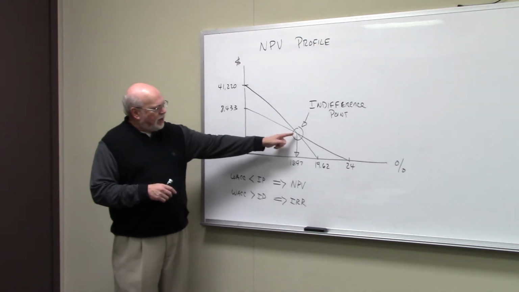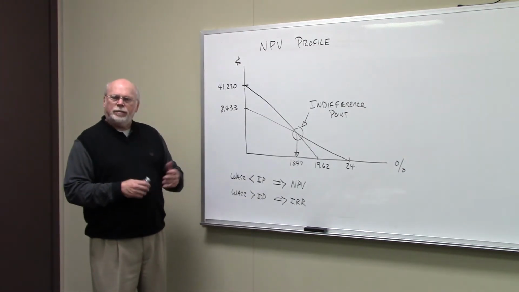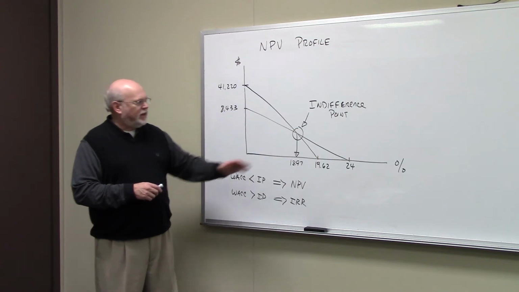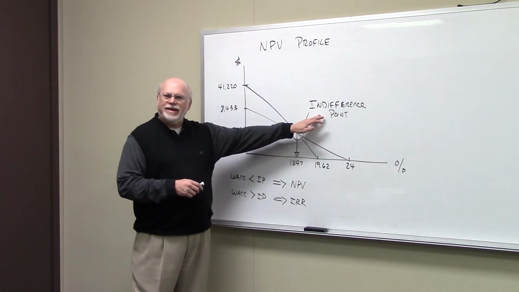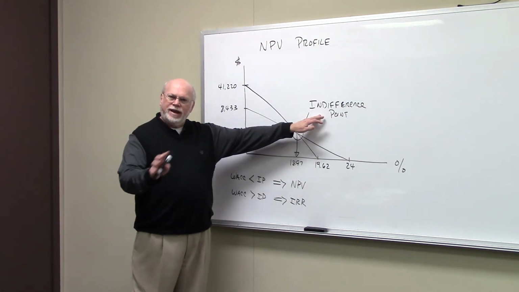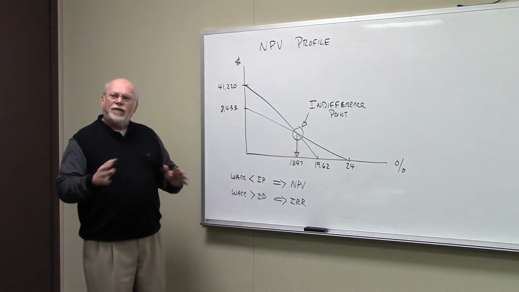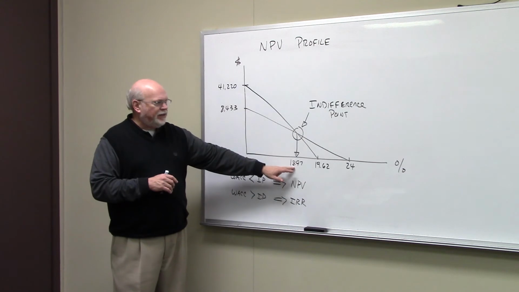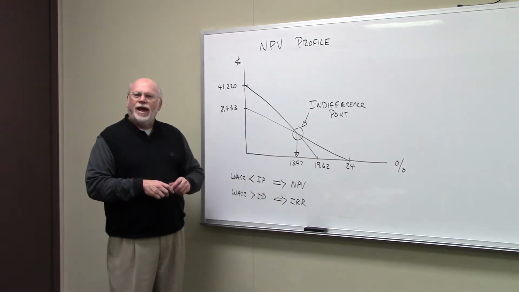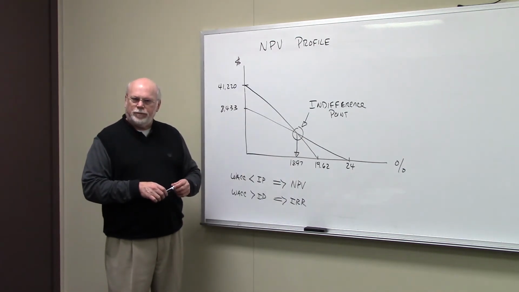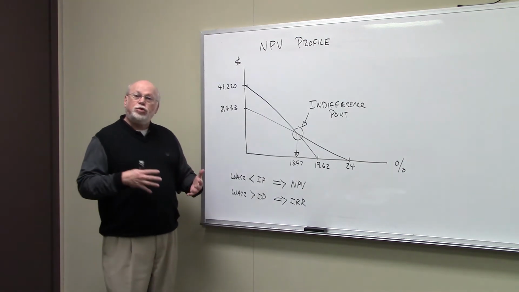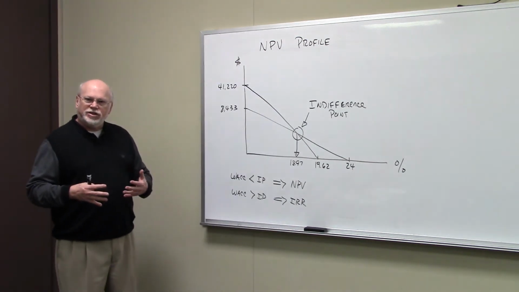Now, you can see the lines cross right there. Not surprisingly, what do they refer to that as? The indifference point. In the next video, I'm going to show you how to calculate the indifference point, but I've already done that. I'm telling you the indifference point is going to turn out to be 18.97%.